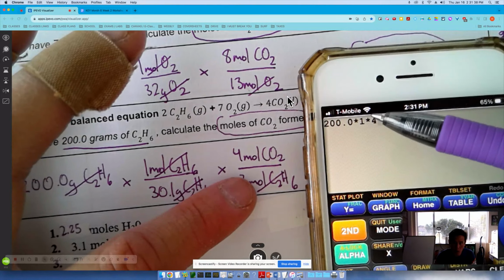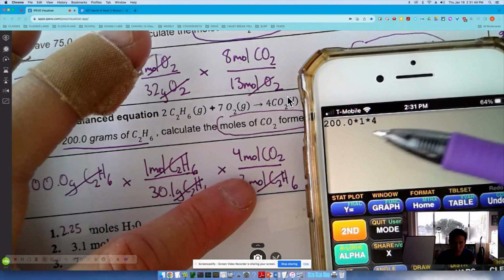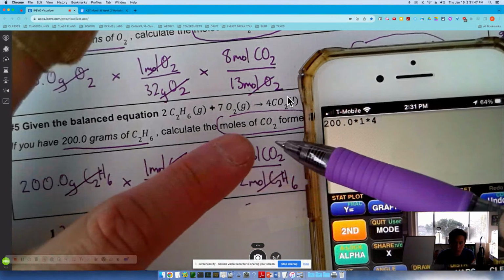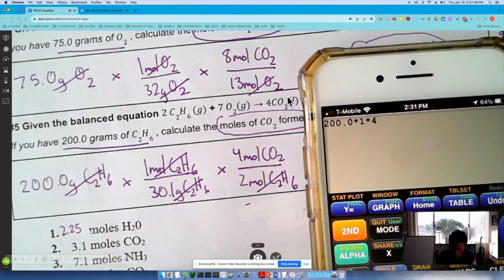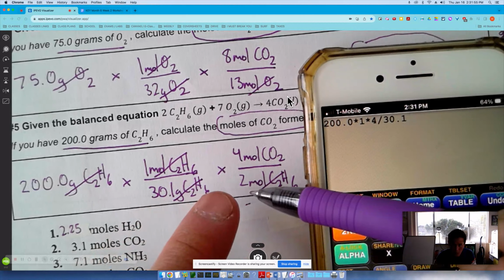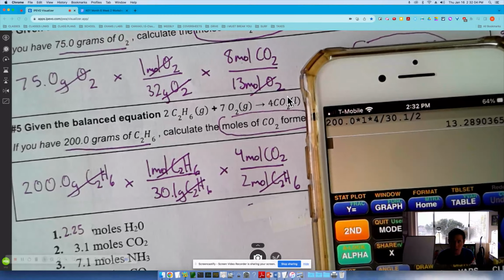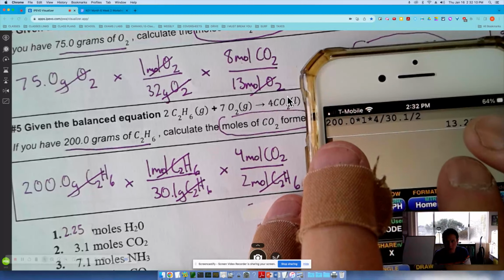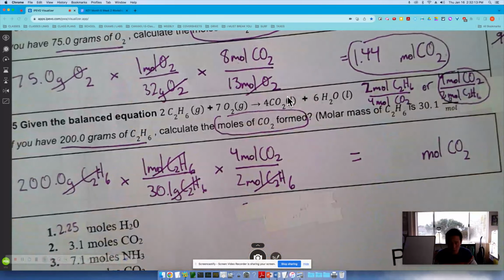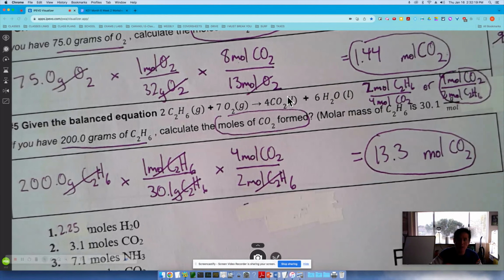But you know what? I could put that all in one entry on my calculator. Let's go ahead and do that. The next step was not only to multiply this number, this, and this at the top, but to divide it by 30.1. So let's press divided by 30.1 on my calculator. And the next step is to divide whatever that product would have been by 2. So I'm going to put divided by 2. Let's press enter. I got 13.28, which rounds to about 13.3 moles of CO2. And that's it. That's the final answer.